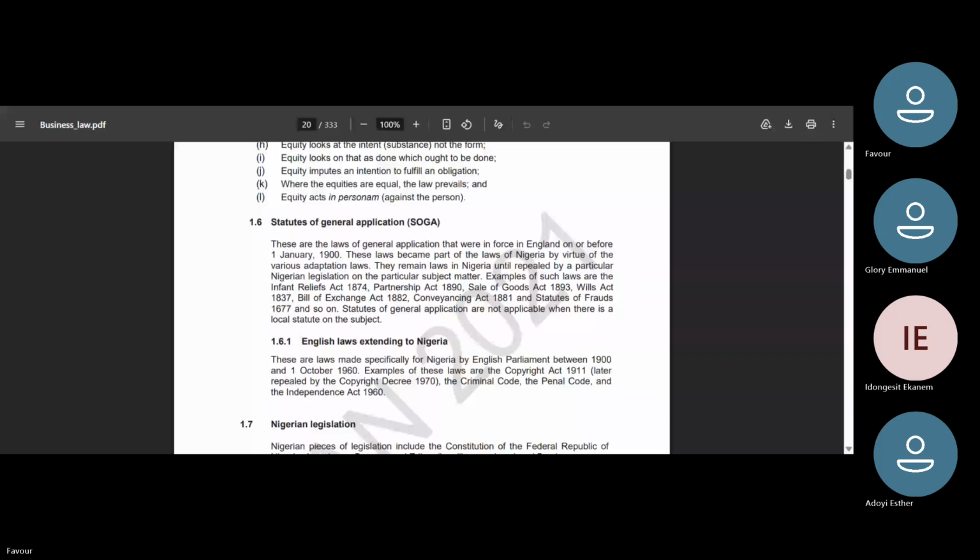For example, the Sale of Goods Act of 1893 is being applied in Nigeria. But we have since enacted our own Sale of Goods Act, like I mentioned, and also the Bills of Exchange Act, the Conveyancing Acts, and so on and so forth, right?